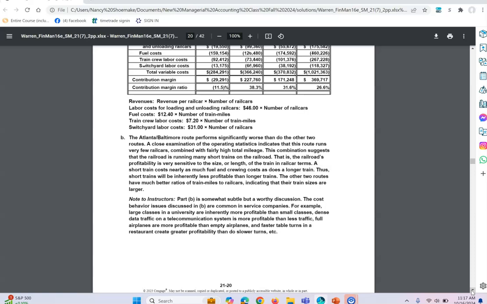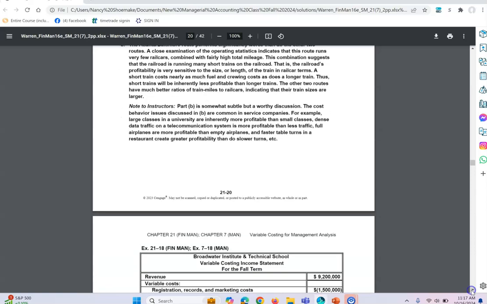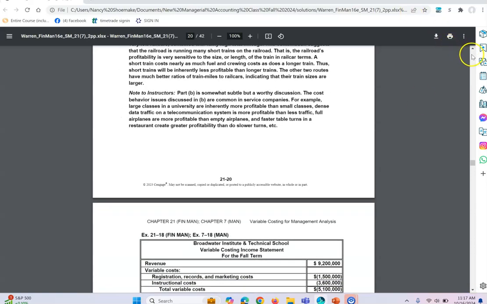Yeah, this is really interesting, and it's true. In universities, real large classes are going to be, of course, a lot more profitable. Full airplanes are absolutely more profitable. I mean, it just makes total sense.